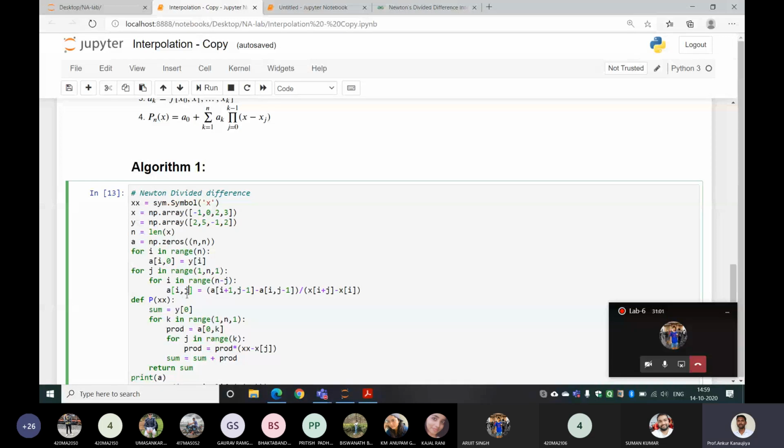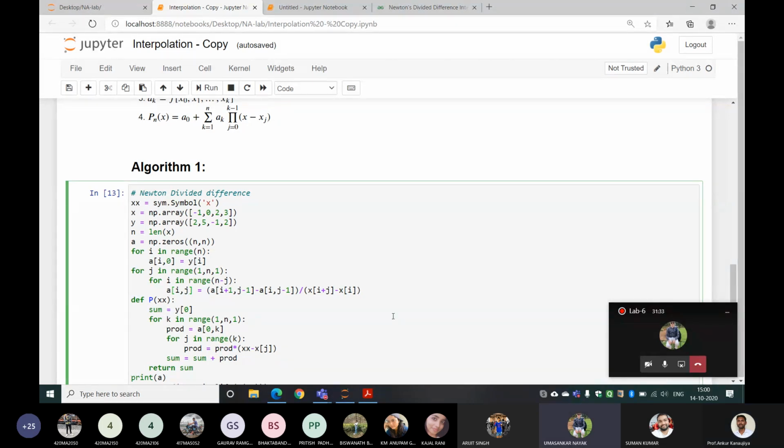So at i comma j, this entry of the table, yes. Sir, the for loop starts from 1 and ends with n minus 1 element, no? Yes, it will go to n minus 1 only. But in the first, we are going up to n. We are not going up to n because we are counting from 0. So we'll go up to n minus 1 only.